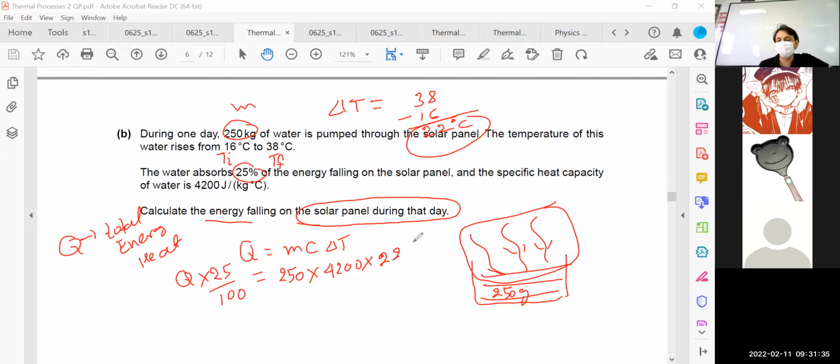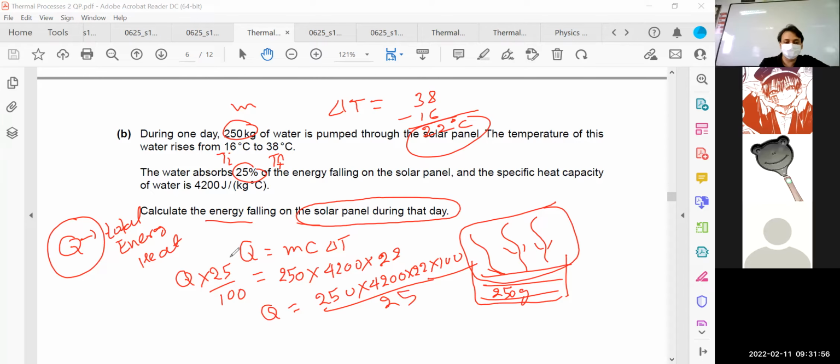I need to calculate Q, the total light radiation incident. So if I do some calculation here, Q is equal to 250 multiplied by 4200 multiplied by 22 multiplied by 100 and divided by 25. You know that you can even divide on the left hand side: 25 by 100 is 1 by 4, so the 4 will go to the right hand side. Okay, so please someone multiply and divide by 25.